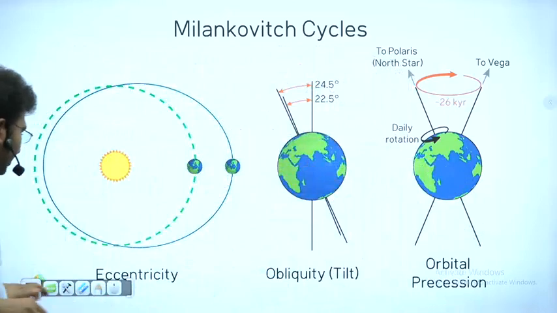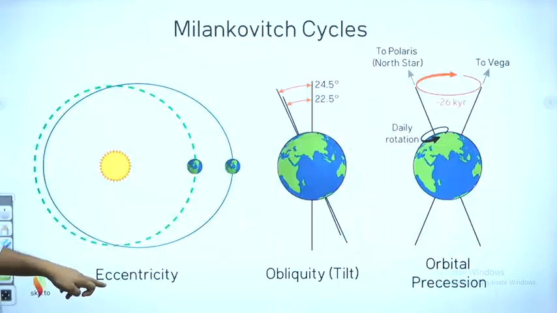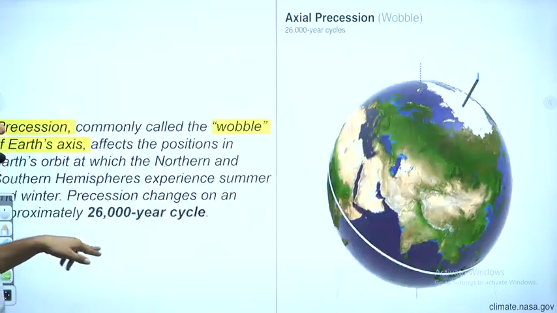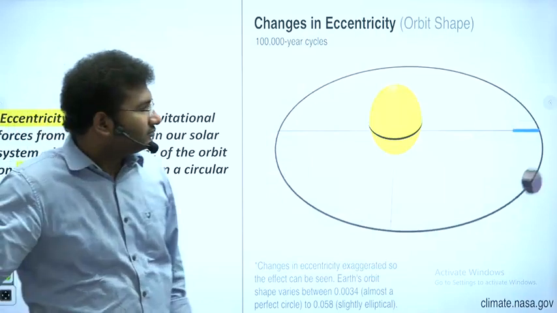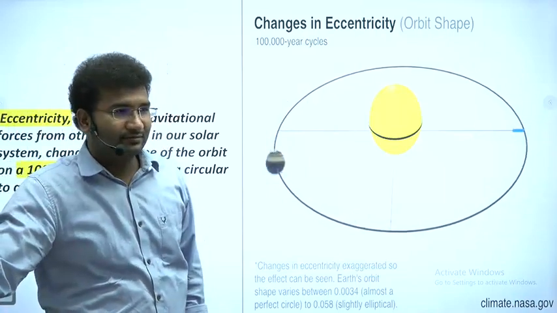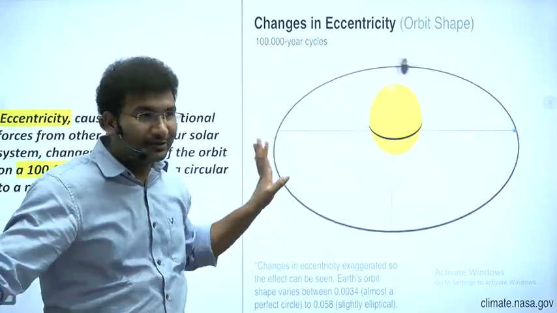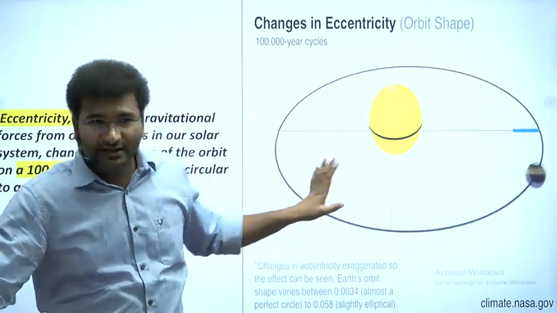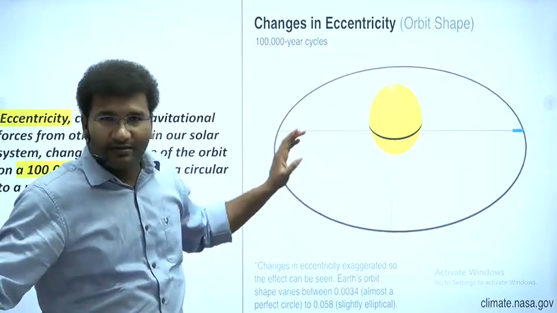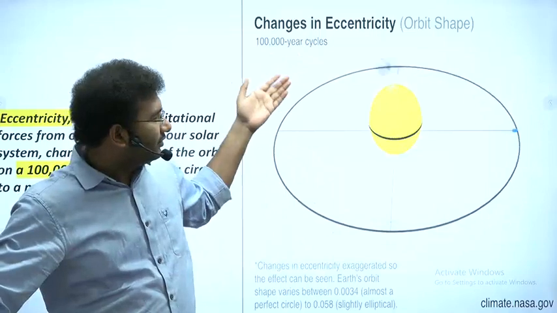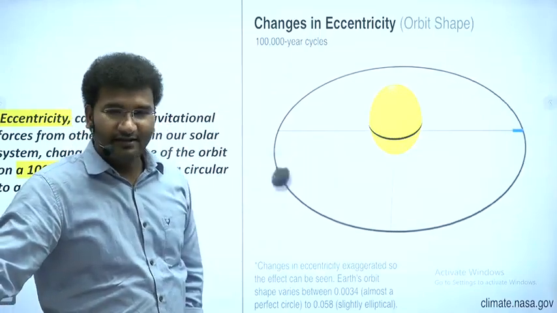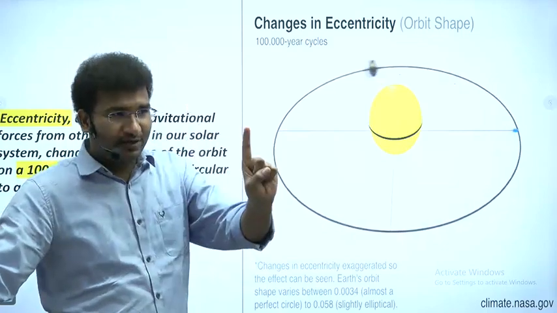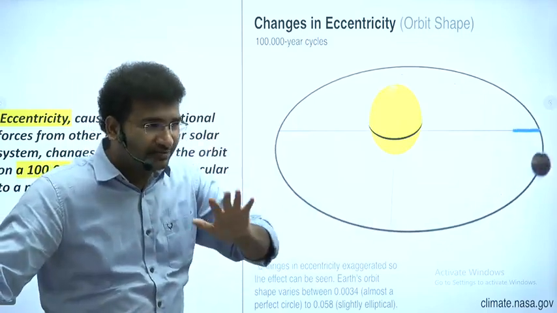One is called eccentricity. One is called eccentricity. Eccentricity means, in literal terms, let me show it to you. Look at this orbit. Earth has a fixed orbit, but the position of the orbit changes. It keeps on changing. Do you understand by looking at this diagram? Can you look into this? Earth has a fixed orbit, but the position of the orbit keeps on changing.